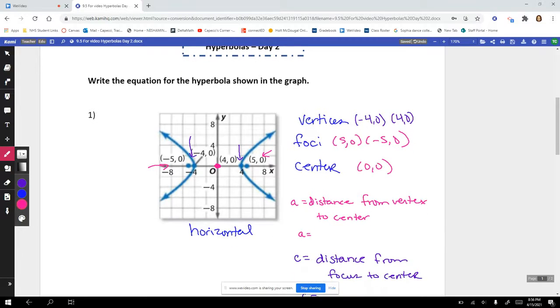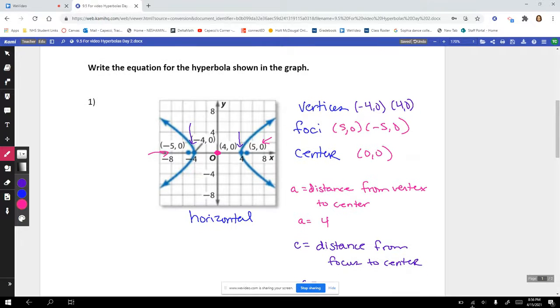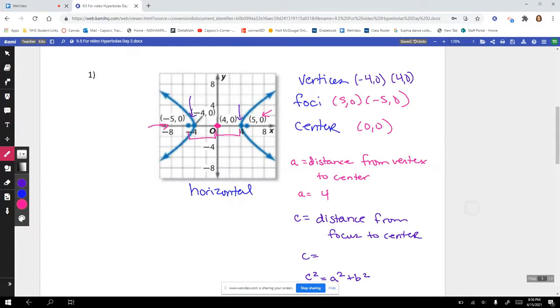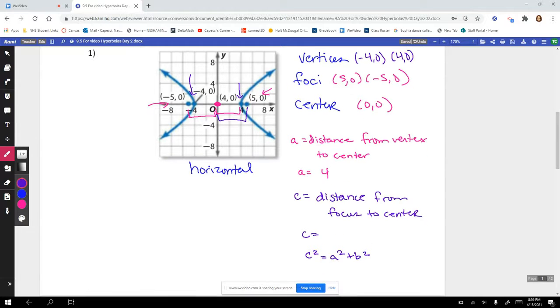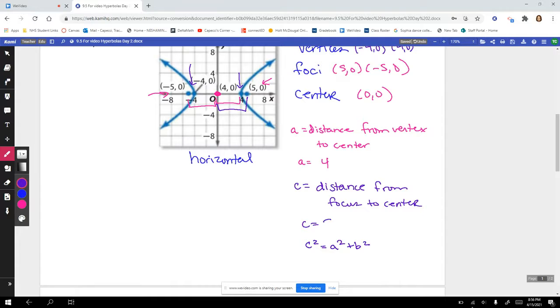Now, our a value is the distance from the vertex to the center. So our a value in this case is 4, because we go from 0 to 4 and 0 to -4. Our c value is the distance from our focus to the center, each side. So that's going from 5 to the center, which is 0. In this case, our c value is going to be 5.